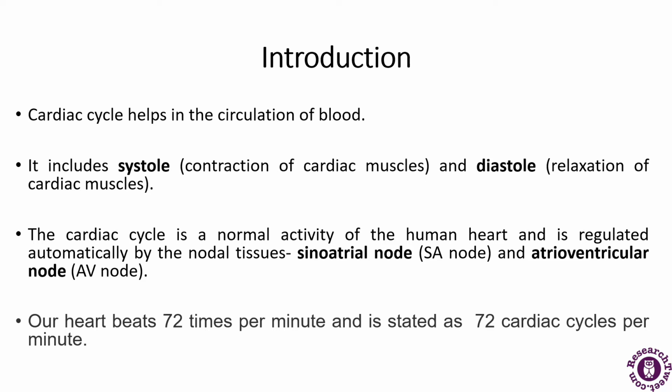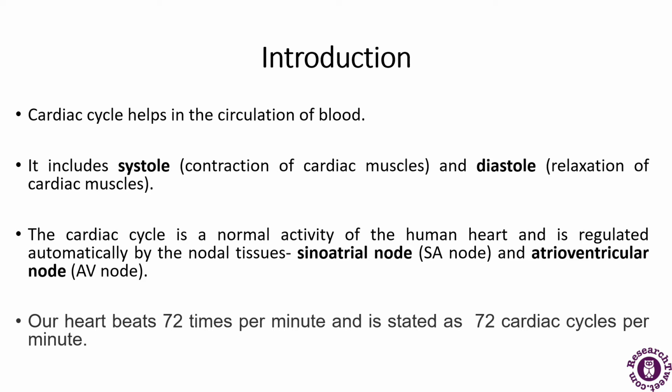Let's start with the first line here. The cardiac cycle helps in the circulation of the blood. It is the time period comprising all the events from one heart contraction to the start of the next heart contraction. Each of these cycles starts with a depolarization of the SA node, which is followed by the atrial systole, then ventricular systole, followed by diastole of the complete heart. So these are the events of the cardiac cycle.